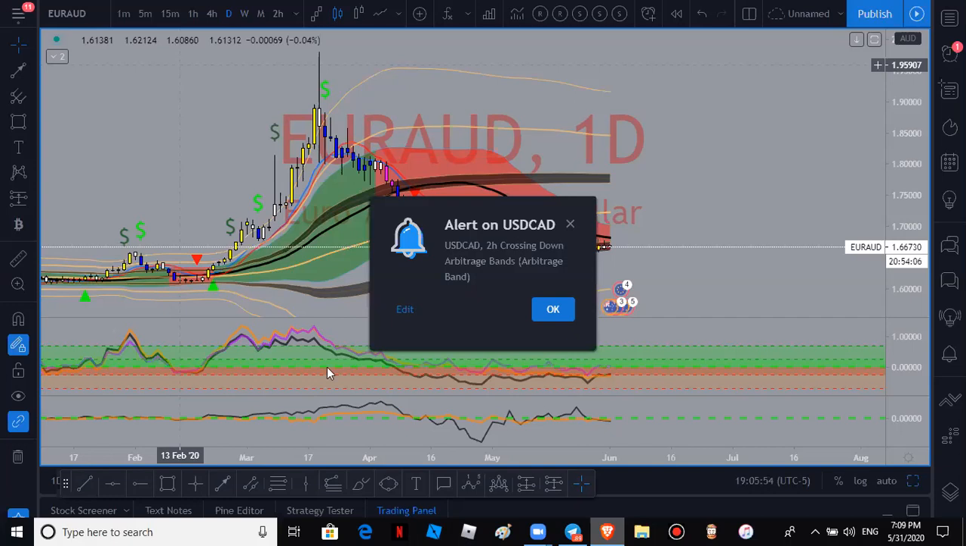Oh, and would you look at that? UCAD is already misbehaving. So you see, that's why I'm glad I didn't get in, because it's already looking like it wants to play around over there a little bit.